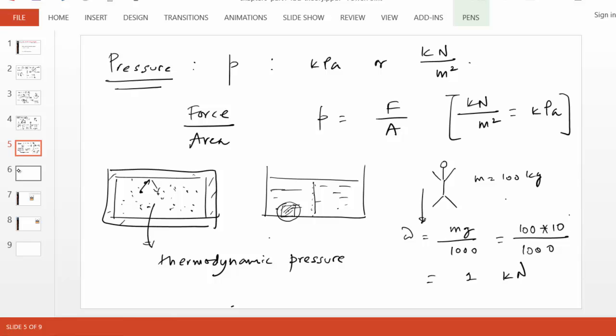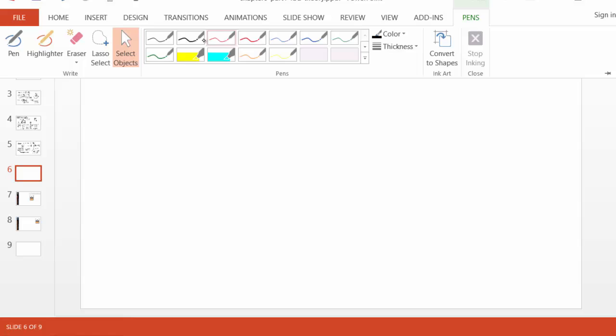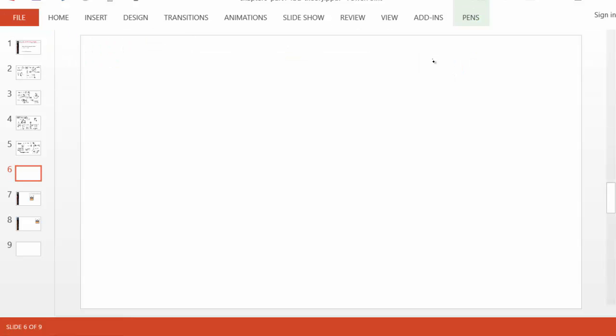So with that in the background, let's quickly go and try to set up a problem and see if we can make sense out of that. Suppose I say here is a piston cylinder device.